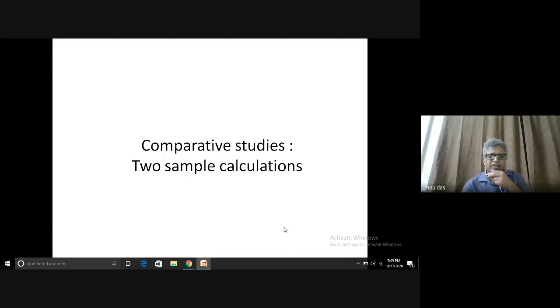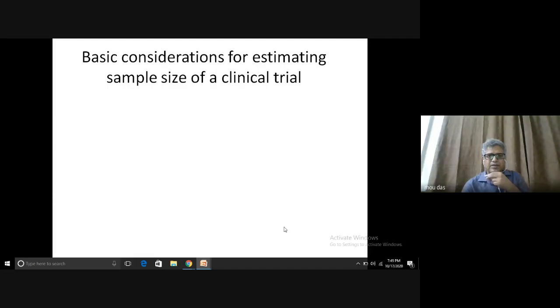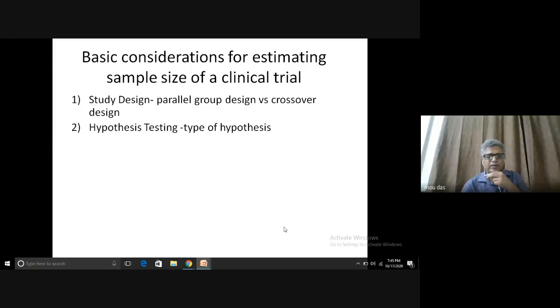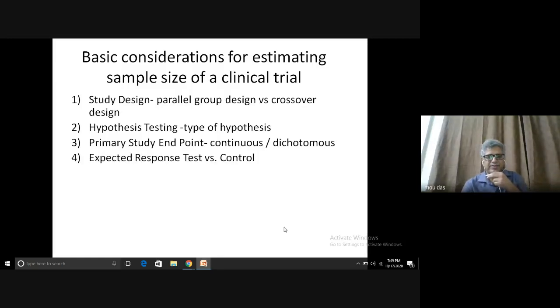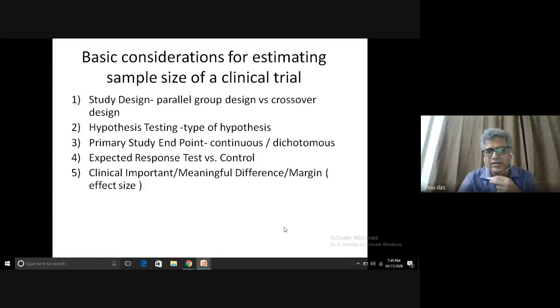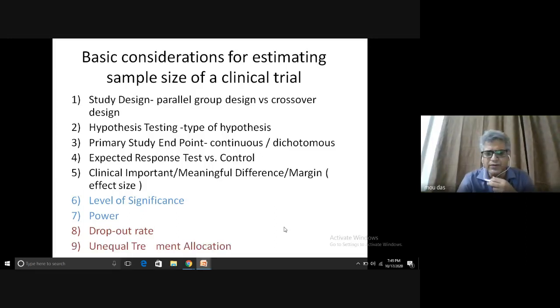Now, what if it is a comparative study, a two sample calculation? Again, the basic considerations are the same. Study design, whether it is parallel or crossover. Crossover designs need a lesser sample. What type of hypothesis, one-tailed or two-tailed? What is the primary endpoint, dichotomous or continuous? Expected response, test versus control, meaningful difference, level of significance and power. To add to it, there are the dropout rate, correction for dropout rate, and correction for unequal treatment allocation.